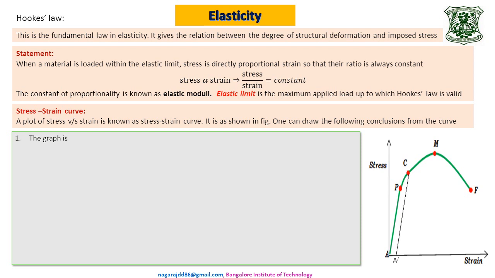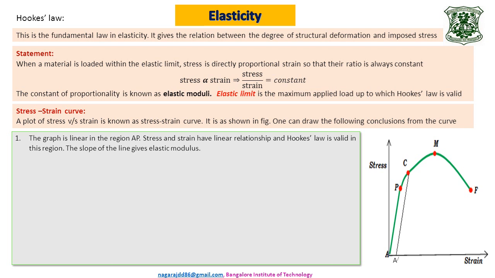First conclusion: the graph is linear in the region AP. Stress and strain have a linear relationship, and Hooke's law is valid in this region. The slope of the line gives the elastic modulus. See, A to P is a straight line, and anywhere you find the slope, that slope represents the elastic modulus. And Hooke's law is valid only in this region. So AP is therefore known as the linear region or proportionality region.